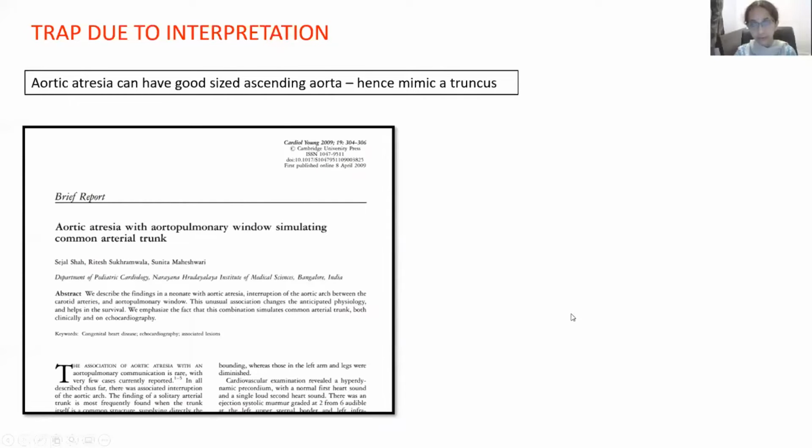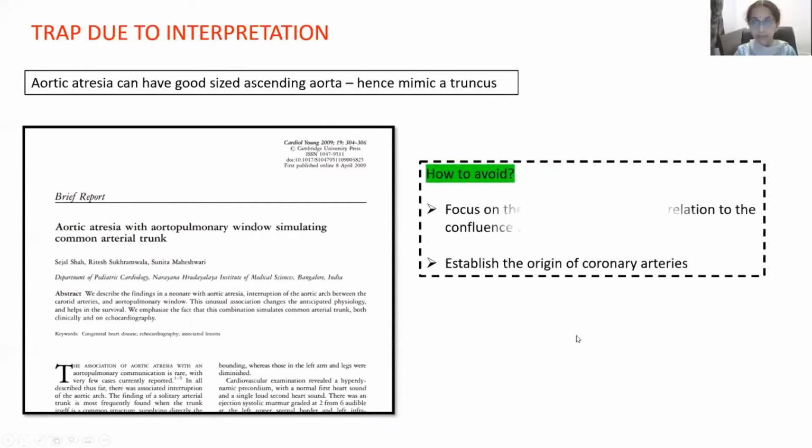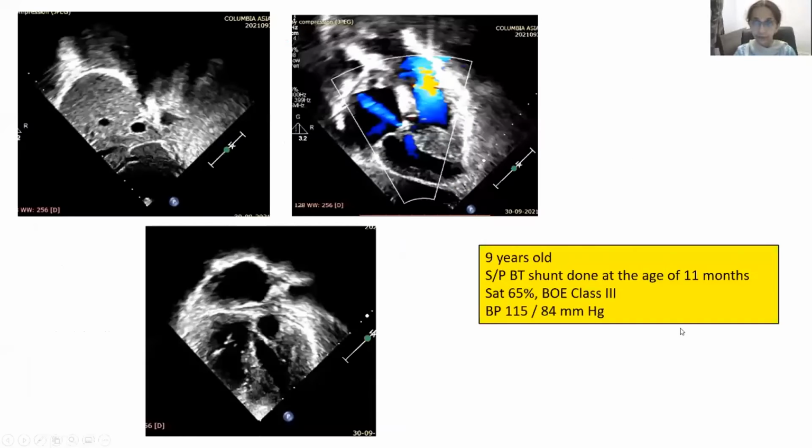So this was a trap related to the interpretation of these structures. How we could have prevented it is, it's important to see the orientation of the aorta in relationship to the branch pulmonary arteries when a truncus is considered, and also very important to establish the origin of the coronary arteries. Paradoxically, in this child, the management did not make a difference.